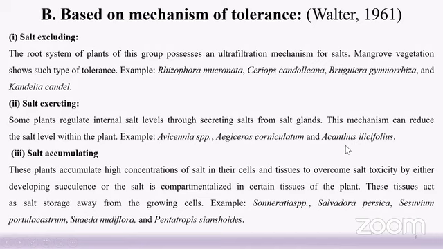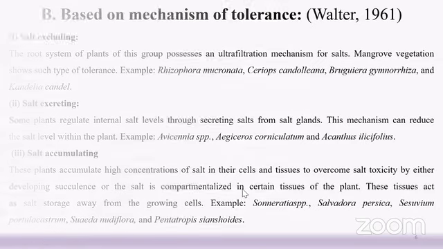The third type is the salt accumulating type. These plants accumulate a high concentration of salt in their cells and tissues to overcome salt toxicity, either by developing succulence, or the salt is compartmentalized in certain tissue of the plant. These tissues act as a salt storage away from the growing cells, so they do not hamper the normal growth of the plant. They accumulate the salt in different parts, and those parts will not hamper the growth of the normal plant. So these are the examples.